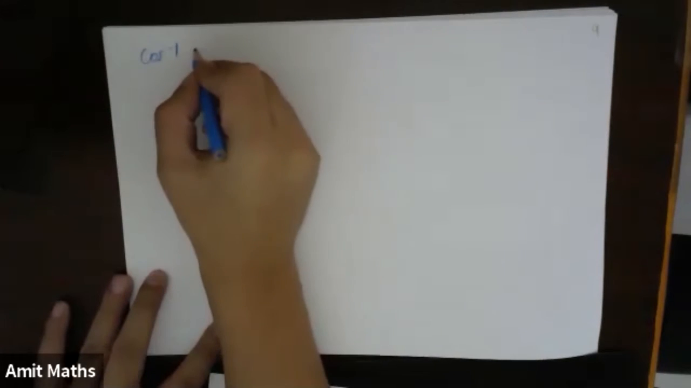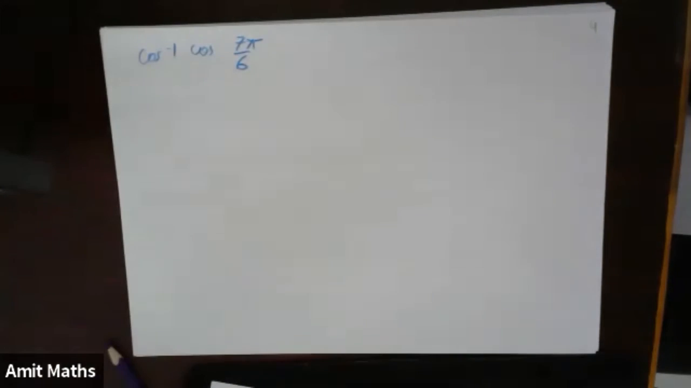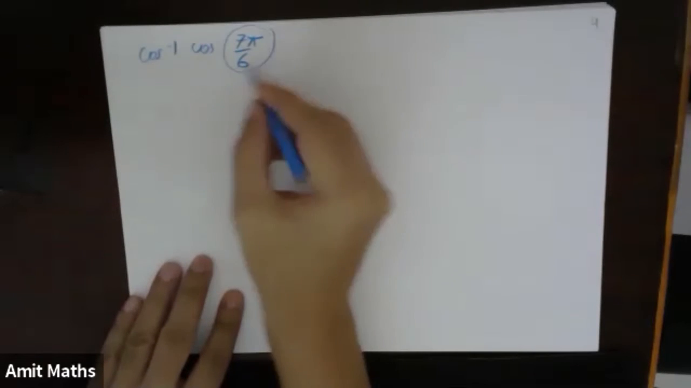We were having cos inverse of 7 pi by 6. We were having cos inverse of 7 pi by 6. Now tell me, this 7 pi by 6 I can write in which form?